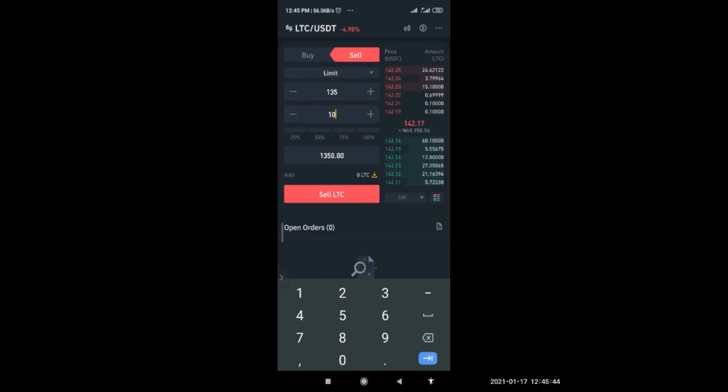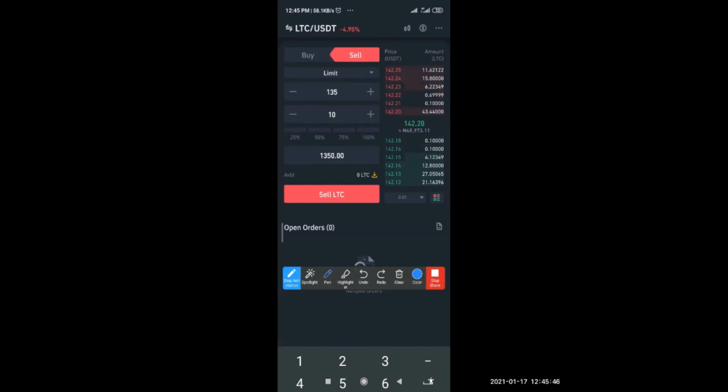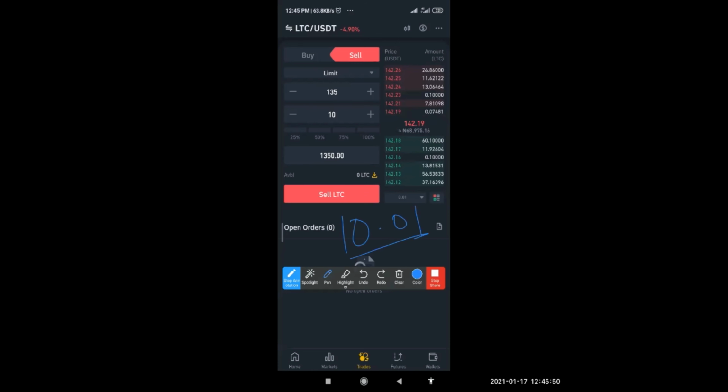The lowest you can buy in Binance is 10.01 dollars. Your order should be more than 10.01. So if you put 10, it will tell you it is still insufficient. So just add 10.01 and then your order will be executed. So anything above $10.01, your order will be executed. So for this one, it is $1,350.